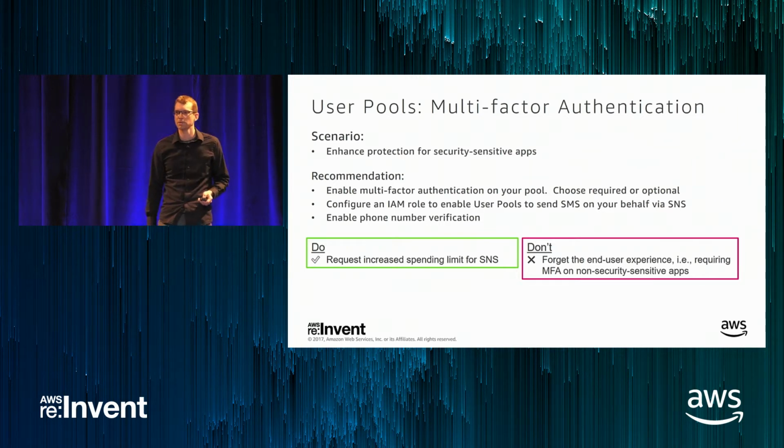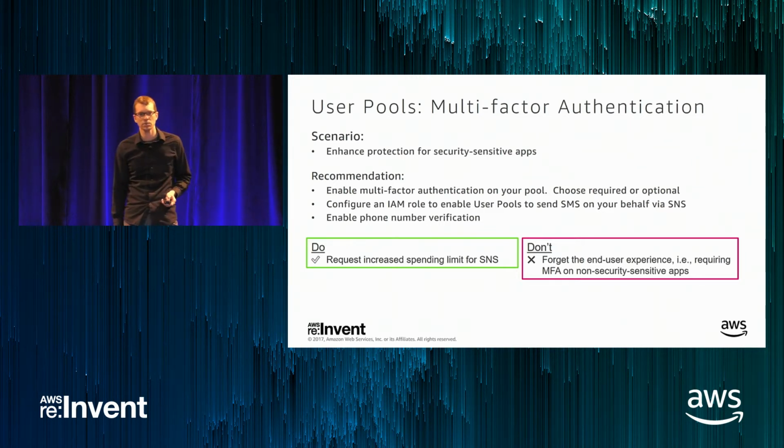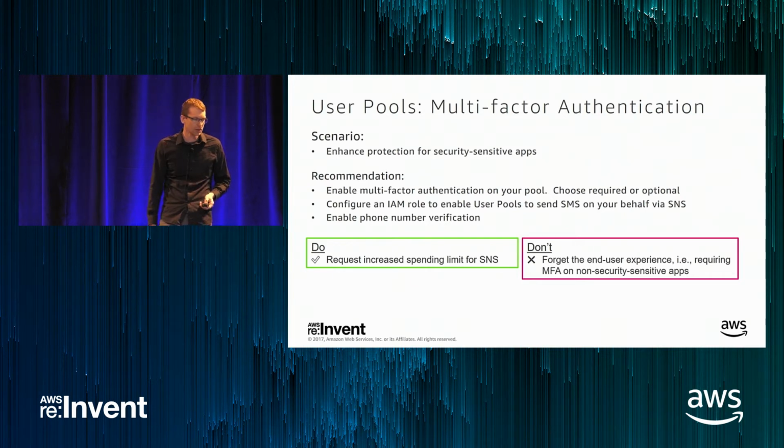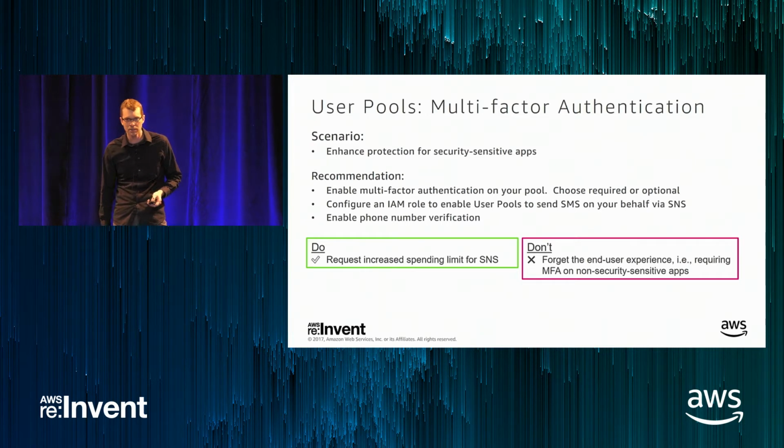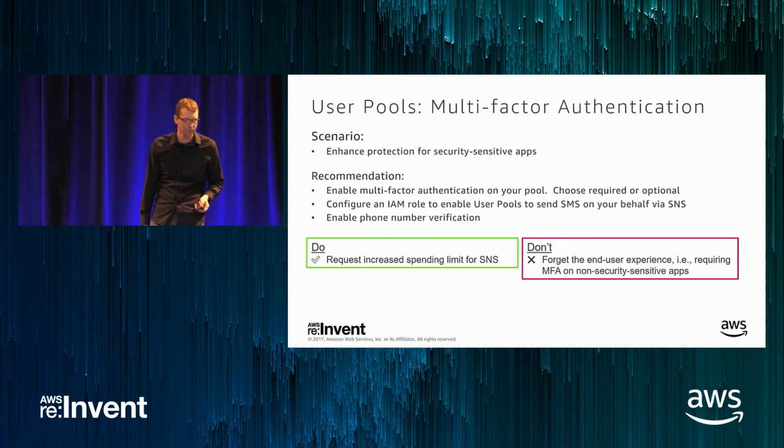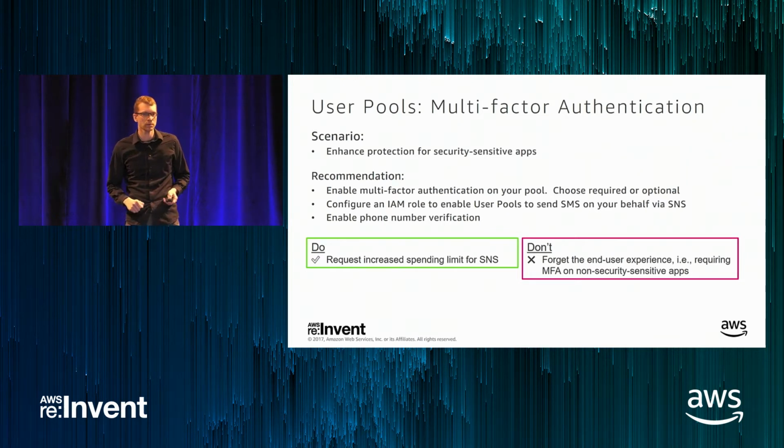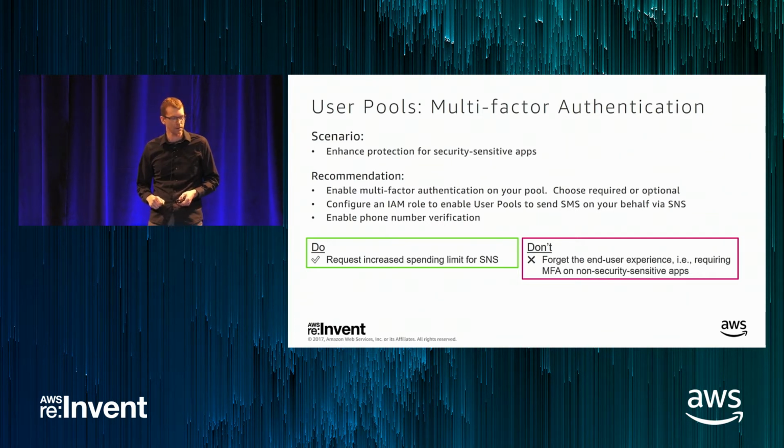So let's talk about our first scenario. Let's say that you're developing some sort of finance app and you're securing some more sensitive resources, and you want to be able to add a layer of security there. So our recommendation is that you turn on multi-factor authentication, and you can choose required or optional as appropriate for your application. You're going to have to create an IAM role to go ahead and allow us to send SMS text messages on your behalf. That's doable with one click in the console.